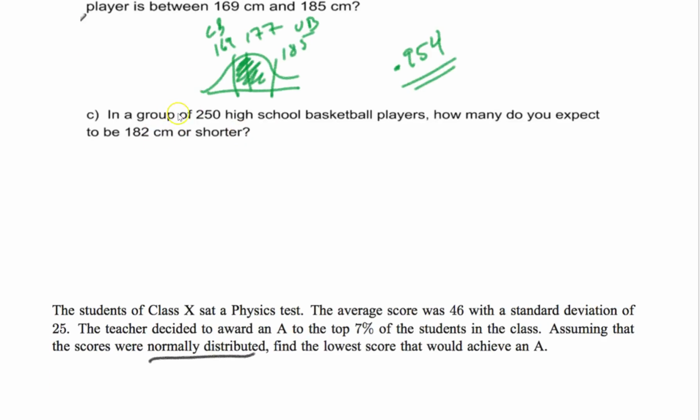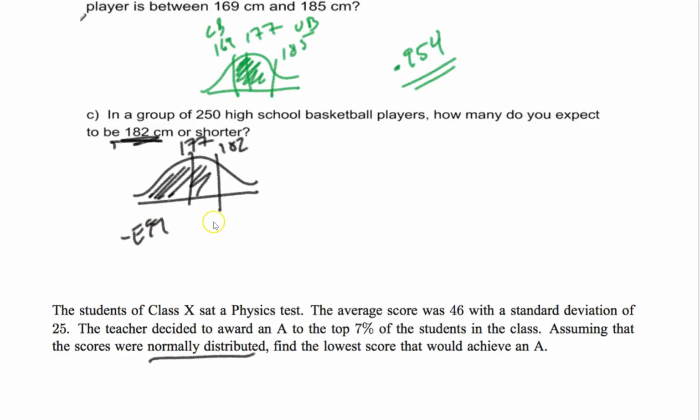Next one. In a group of 250 high school basketball players, how many do you expect to be 182 or shorter? So this is a little bit of a twist. They want me to find 182 or shorter. So same idea. Here's 177, 182 is over here somewhere, and I want shorter. So I'm going to go negative E99 to 182.